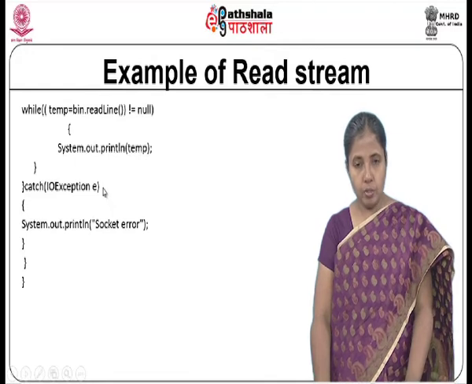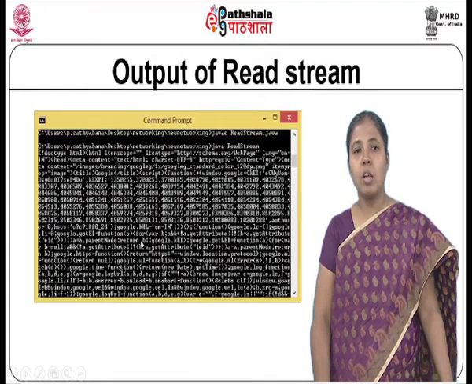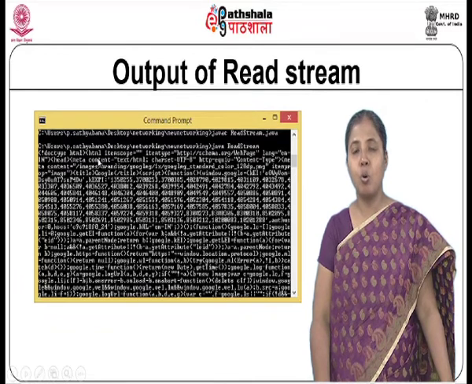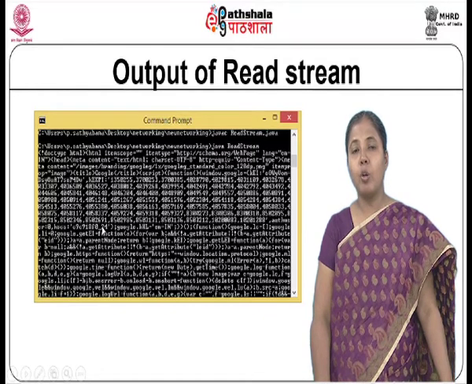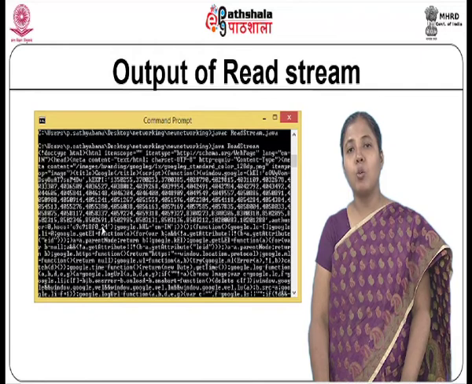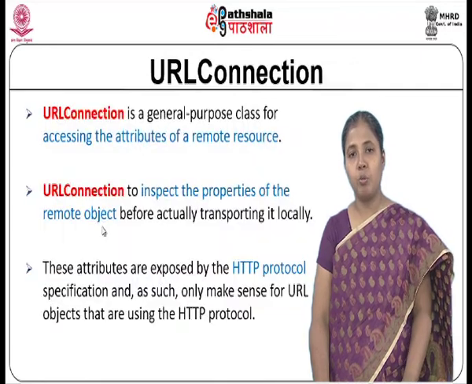Now you can see the output looking like this. You can see that the entire HTML source information of the page google.co.in would be read. You are actually retrieving the entire URL and printing it on your screen. So, this is how you can read a stream using this URL class.